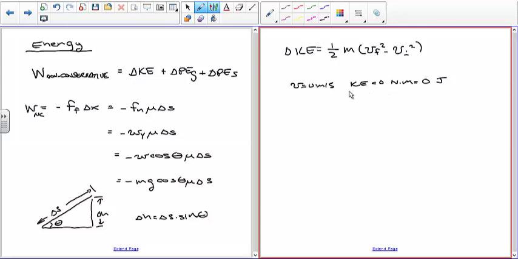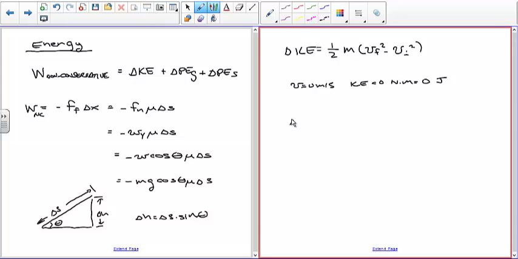So when it's not moving, you have 0 kinetic energy. If it's initially moving and the final velocity is 0, then the final kinetic energy is 0. If it's initially stationary and then it starts to move, then the initial kinetic energy is 0. So that's why I didn't put a subscript. It all depends upon if it starts from rest or ends at rest.